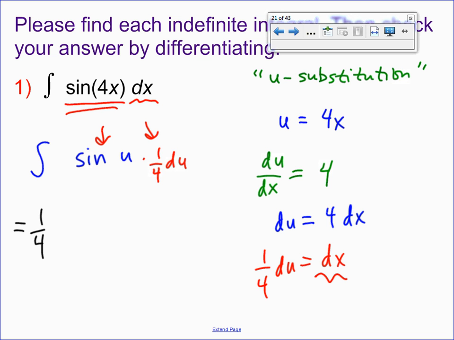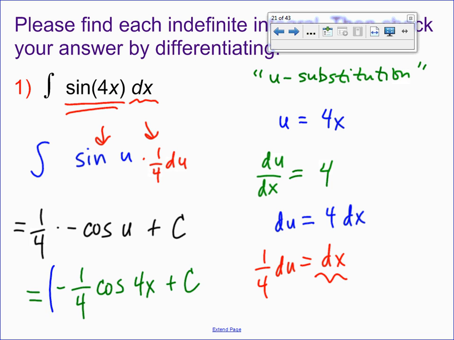I'll find an antiderivative for sine of u. What's an antiderivative for sine of u? Well, opposite cosine of u, right? So negative cosine of u. And then because we're doing an indefinite integral without limits there, we're going to have to include a plus c. And since my original function had x's in it, I'll have to resubstitute in my u value, which is 4x, in order to get my final answer with x's in it. So negative 1/4 cosine of 4x plus c. And we found an antiderivative.